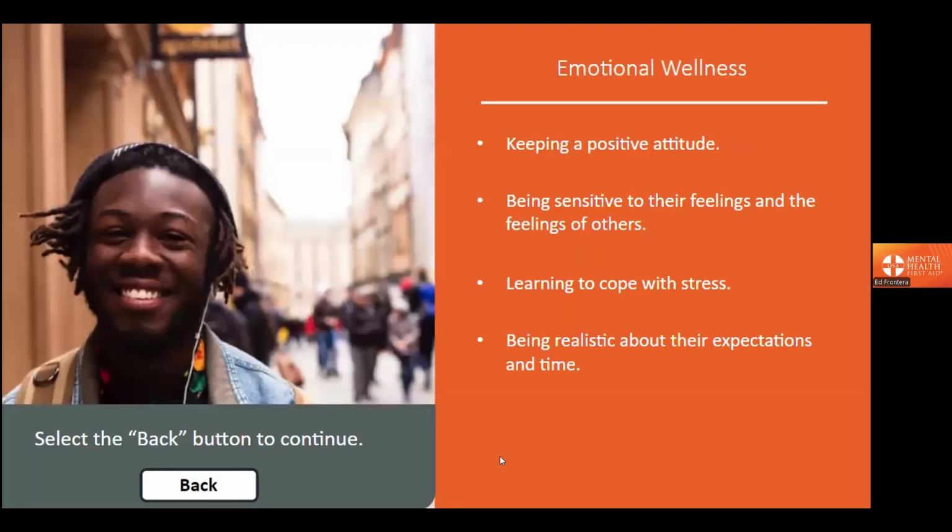When a person is emotionally well, they are coping effectively, having a sense of positive self-regard, and creating satisfying relationships. Some ways a person can achieve emotional wellness are keeping a positive attitude, being sensitive to their feelings and the feelings of others, learning to cope with stress, being realistic about their expectations and time.